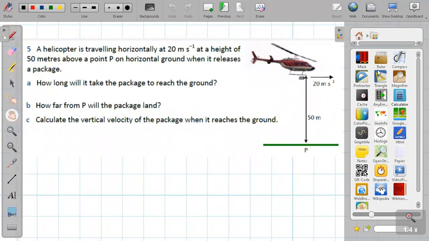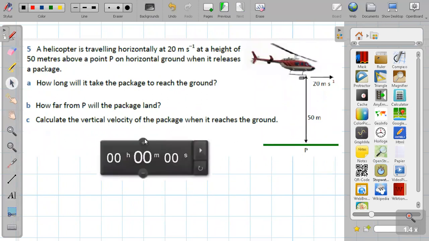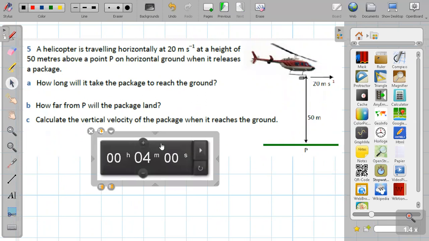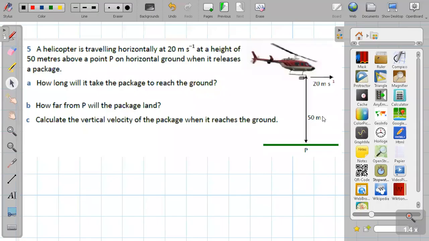The maximum time allocation is going to be 6 minutes. Timer starts. Alright, guys. A helicopter is traveling horizontally at 20 m/s at a height of 50 meters above a point P on a horizontal ground. When it releases a package, how long will it take to reach the ground?